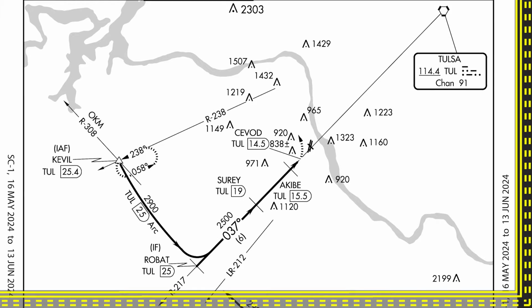Anyone can fly in straight lines, theoretically. So we're going to go out to Kevel. When we get there, we're going to fly on the 25 DME arc. Then we are going to make a left turn inbound on 037. When we're on the arc, we can come down to 2,900 feet. After we turn inbound, we can come down to 2,500 feet.